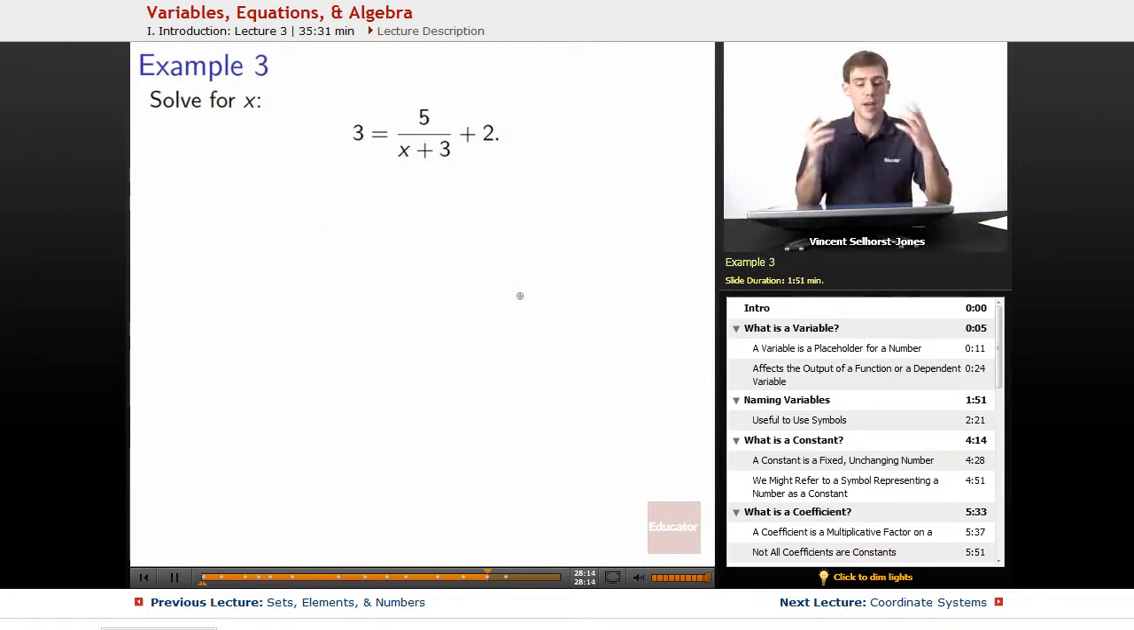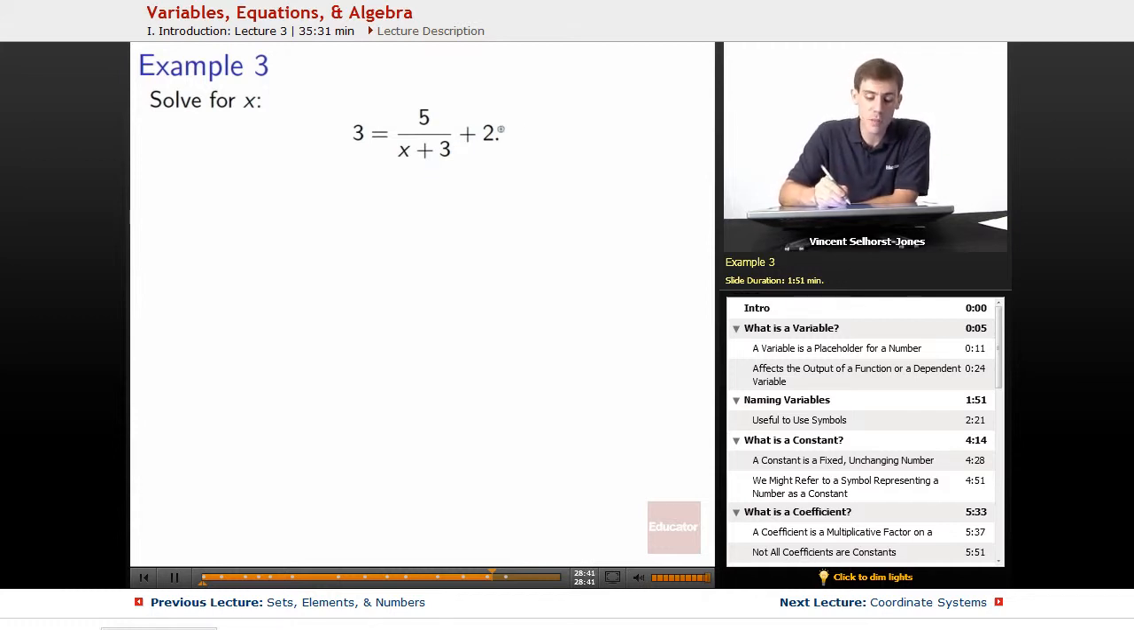So the first thing we do is we ask ourselves, how can I get x by its lonesome? How can I get it isolated on one side where it's just the variable and only one of the variable and nobody else there? So we go, well, it's inside of a fraction. Inside of a fraction, we want it to be on top, and we want it to be the only guy there. So we're going to have to somehow crack this fraction. How do we crack a fraction? We'll multiply by x plus 3, and that will destroy the denominator.